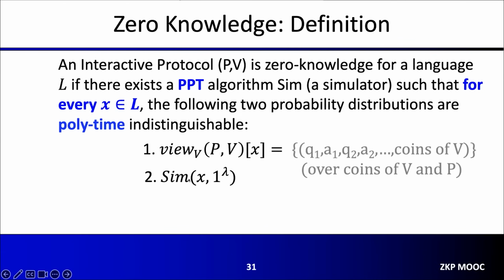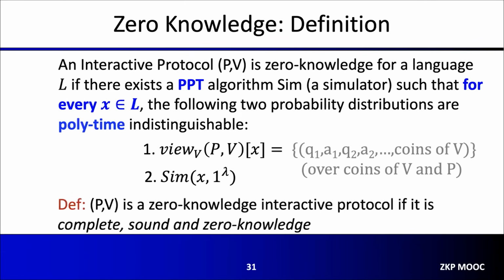So both of them, the simulator runs in polynomial time. To be zero knowledge means that these two distributions should be computationally indistinguishable. And that will make a protocol, P, V, a zero knowledge interactive proof if it's complete, if it's sound, so it satisfies completeness and soundness, and it's zero knowledge according to this definition.